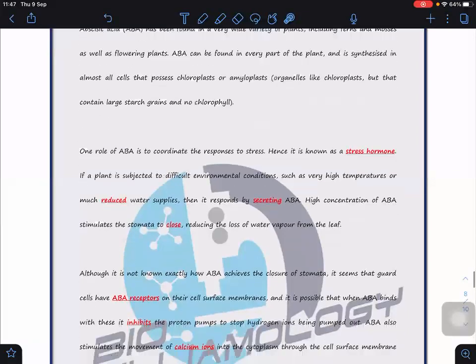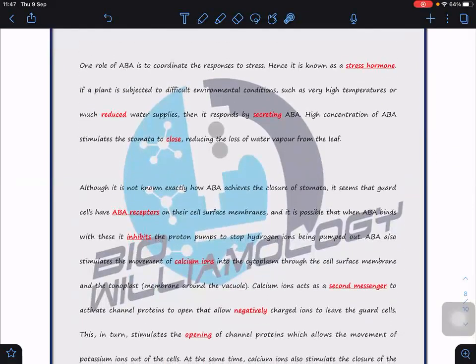One of the roles of ABA is to coordinate the responses to stress, and this stress is termed water stress. So it's known as a stress hormone. If a plant is subjected to difficult environmental conditions, let's say very high temperature or much reduced water supplies, then it responds by secreting ABA. High concentration of ABA stimulates the stomata to close, reducing the loss of water vapor from the leaf. Therefore, they can reduce the rate of transpiration.